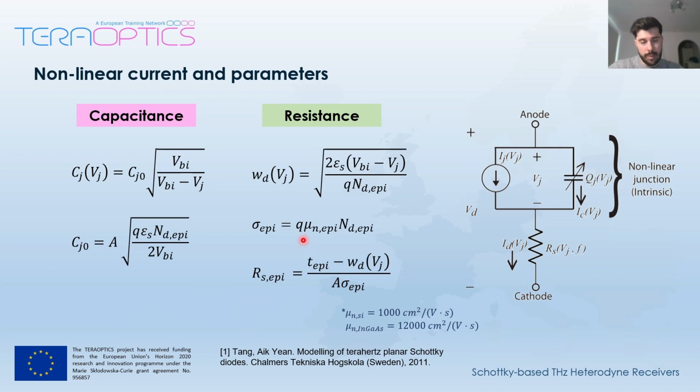And we do that by this parameter here, which is the mobility of the electrons in the semiconductor. So if we have a material that has a very high mobility, we can reduce this trade-off. This is the reason why we use III-V semiconductor materials for terahertz Schottky diodes, because their mobility of electrons is very high. For comparison, silicon has a typical electron mobility of around 1000 centimeters squared per volt second, whereas in indium gallium arsenide, that is an order of magnitude higher, 12,000 centimeters squared per volt second.